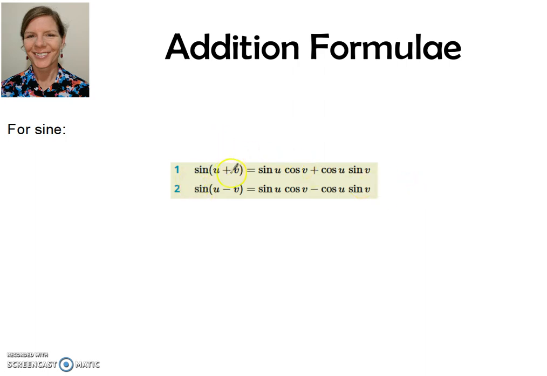So what it says is if you've got two angles, u and v, and you want to add them together, sine of u plus v, then that is equal to sine u cos v plus cos u sine v. And if they're subtracted, if it's a difference, then it's the same, but there's a subtract sign in here: sine u cos v minus cos u sine v. So if this was 30 and this was 45, you'd substitute in 30 here, and 45 here and here, which I think is exactly what we're about to do.